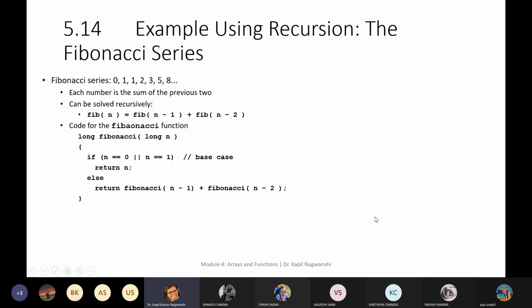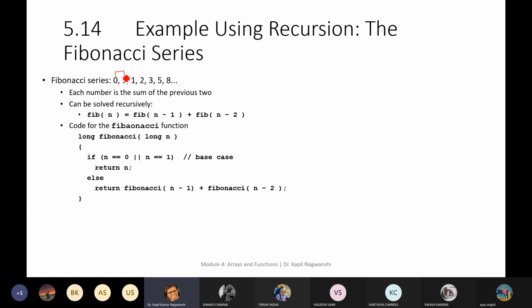So this is our example of Fibonacci series. What is Fibonacci series? You have seen the movie Da Vinci Code, yes or no? Yes, sir. Okay. So what is in Da Vinci Code? They have used Fibonacci series. So what is this Fibonacci series?